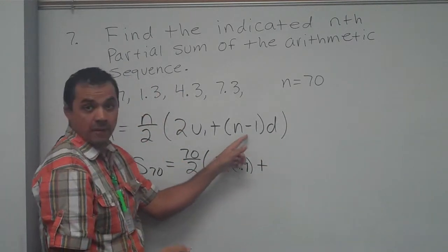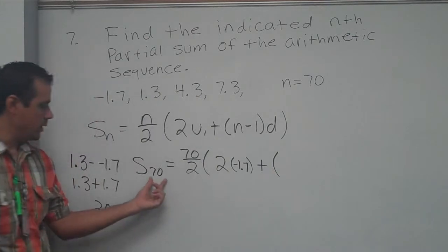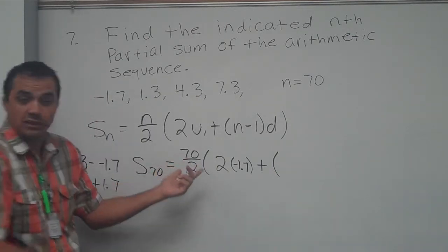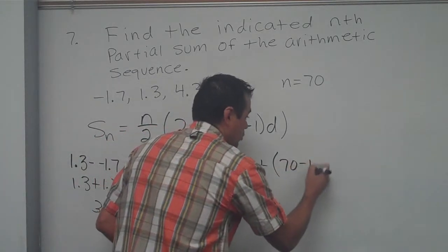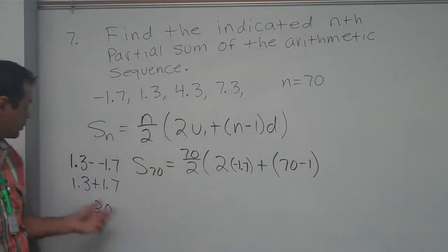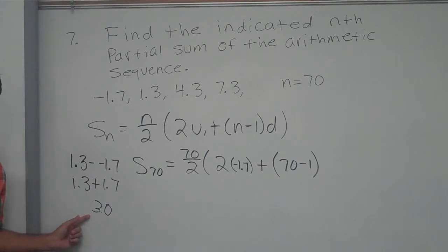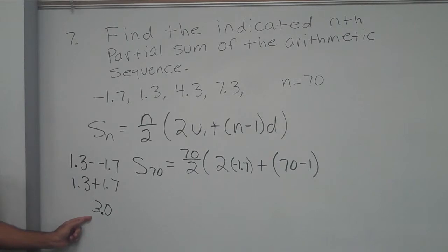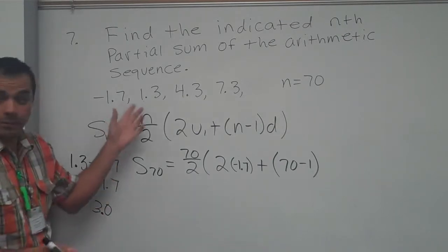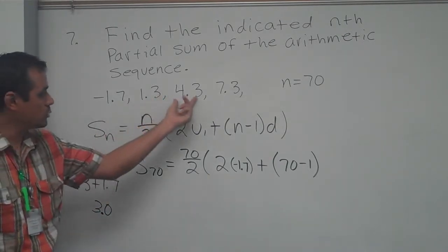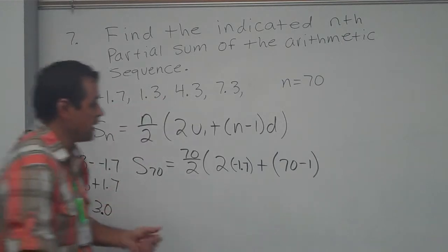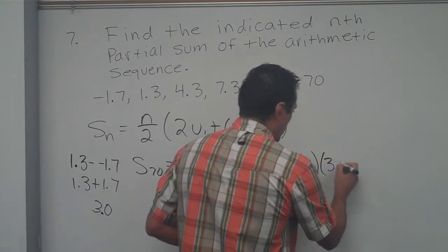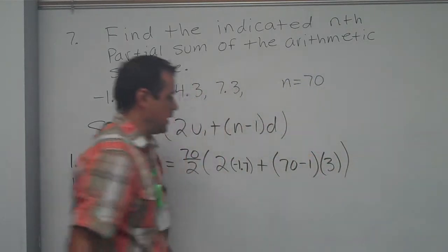Plus n minus 1. If you remember, n is 70, so we plug in our 70. 70 minus 1 times d, the common difference, which we found over here, remember? Which was 3, 3.0 or 3. This is a decimal point right here, so be careful. It's not 30, it's 3.0 or 3. Remember how we got that: this one minus that one, or that one minus this one. It will give you the same answer. So let's plug it in, and we get 3, and there it is.